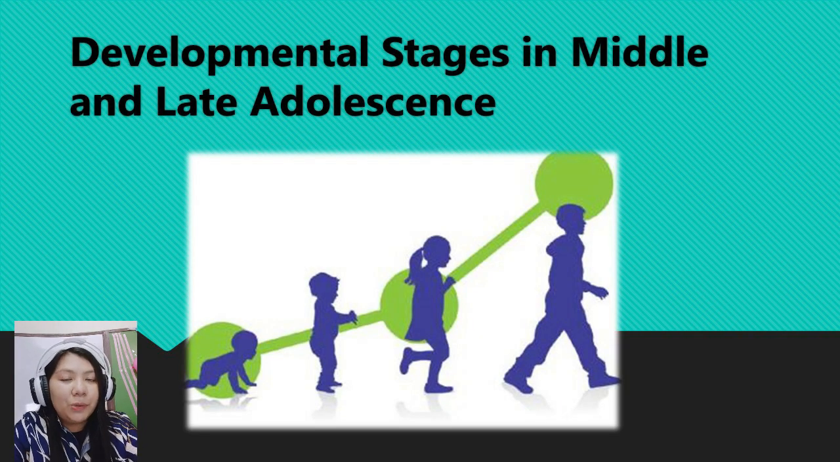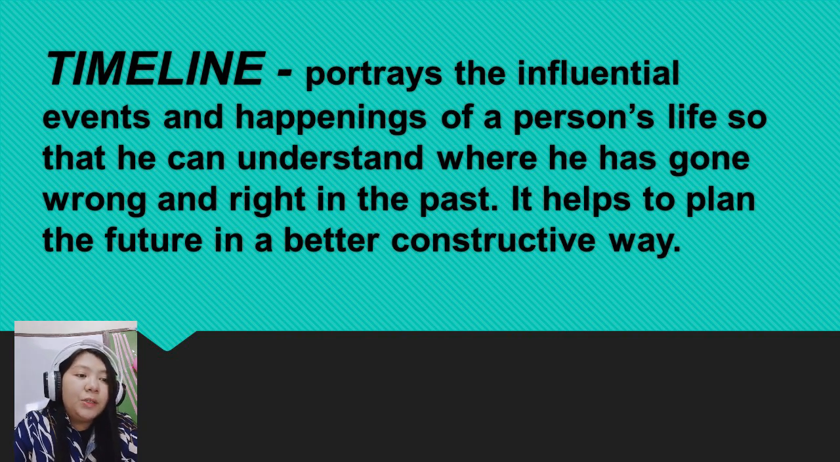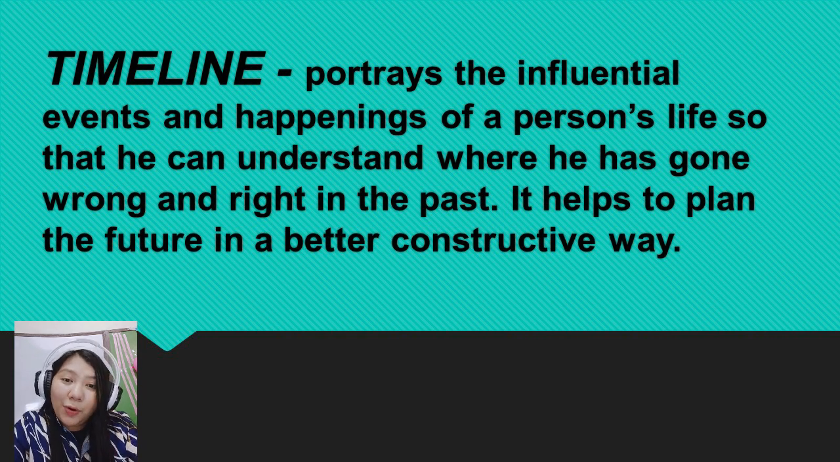Last time, I told you to create your personal timeline. So again, what is a timeline? A personal timeline portrays the influential events and happenings of a person's life so that he can understand what he has gone wrong or what he has gone right. It helps you to plan the future in a better and constructive way.